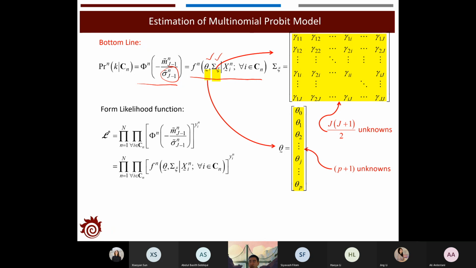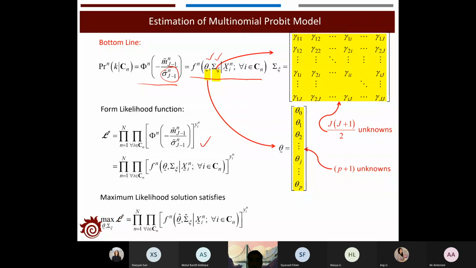And again, we can rely on the likelihood function to do the calibration. The definition of the likelihood function is the same as what we do for the multinomial logit model. We are trying to find the likelihood defined as the product of the probability for all the modes and all the observations. And in order to do the calibration, we want to maximize the likelihood function.